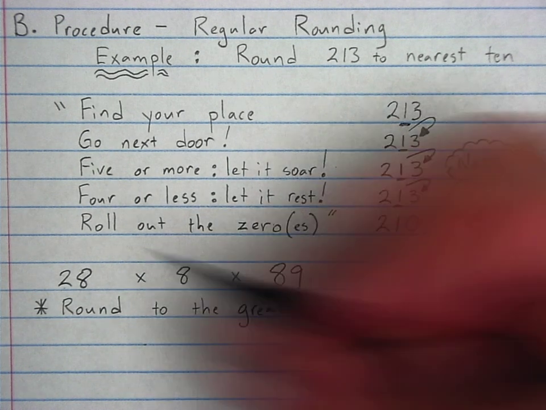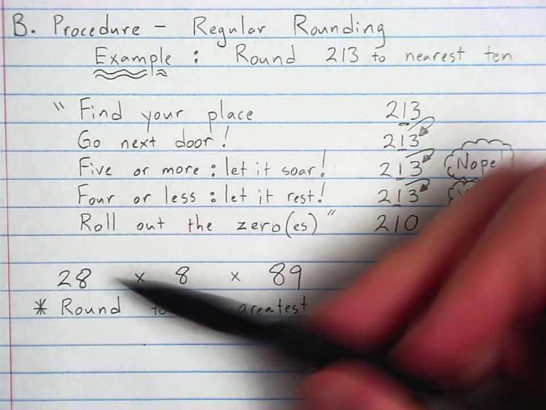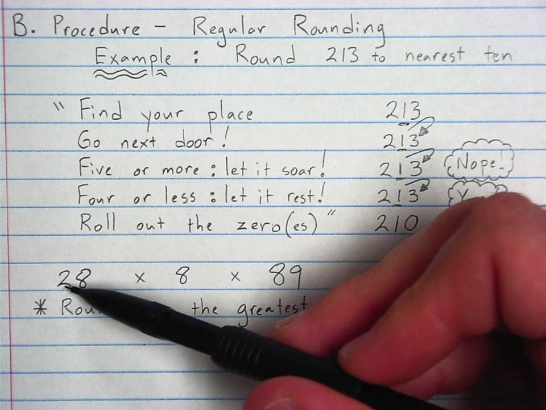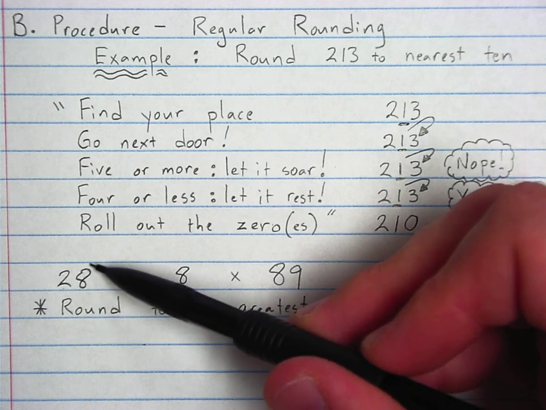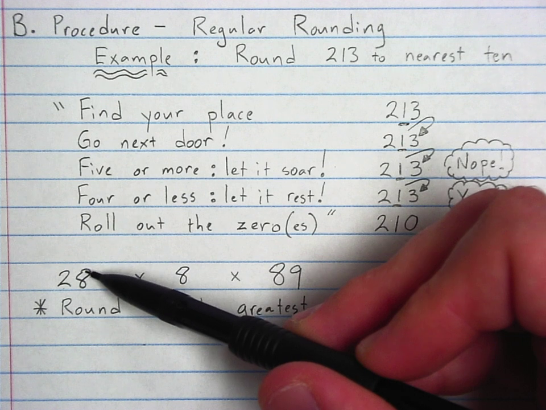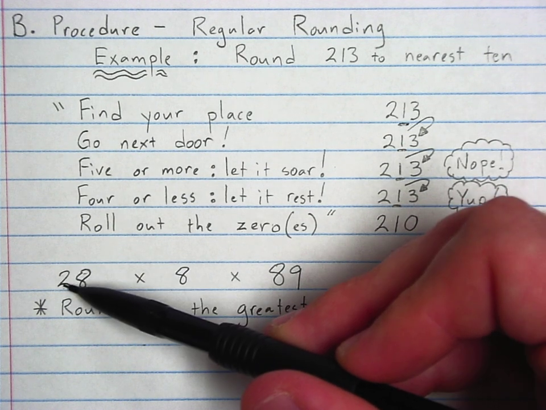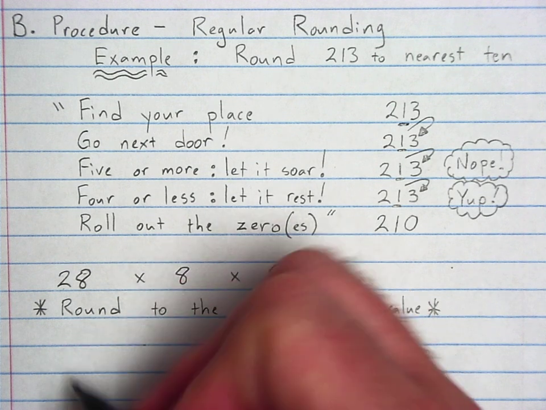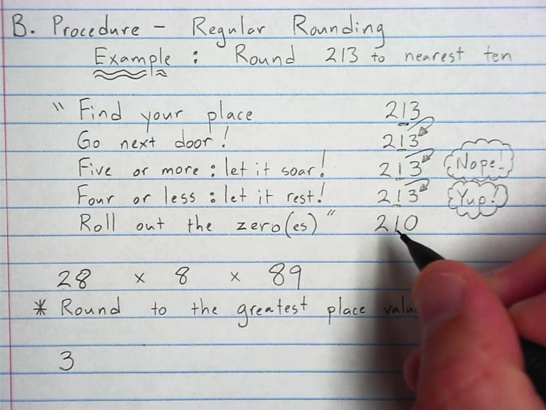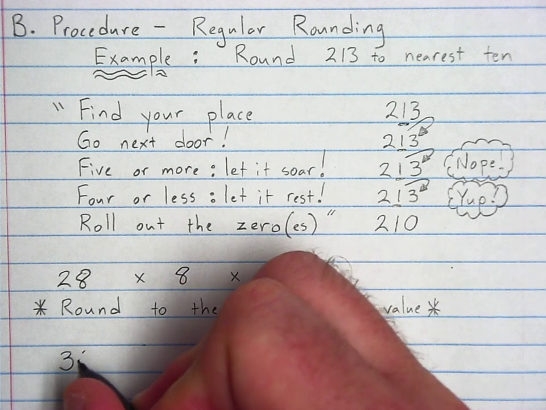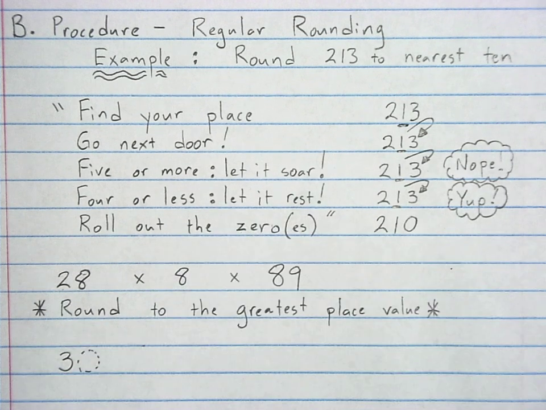Now, for 28, that means the tens place is the greatest place value. I look next door. Okay, 5 or more? Yup. So the 2 is going to soar. It's going to become a 3. Now, we roll out the zeros, but I'm going to make it just kind of a phantom 0, and I'll show you why in a moment.